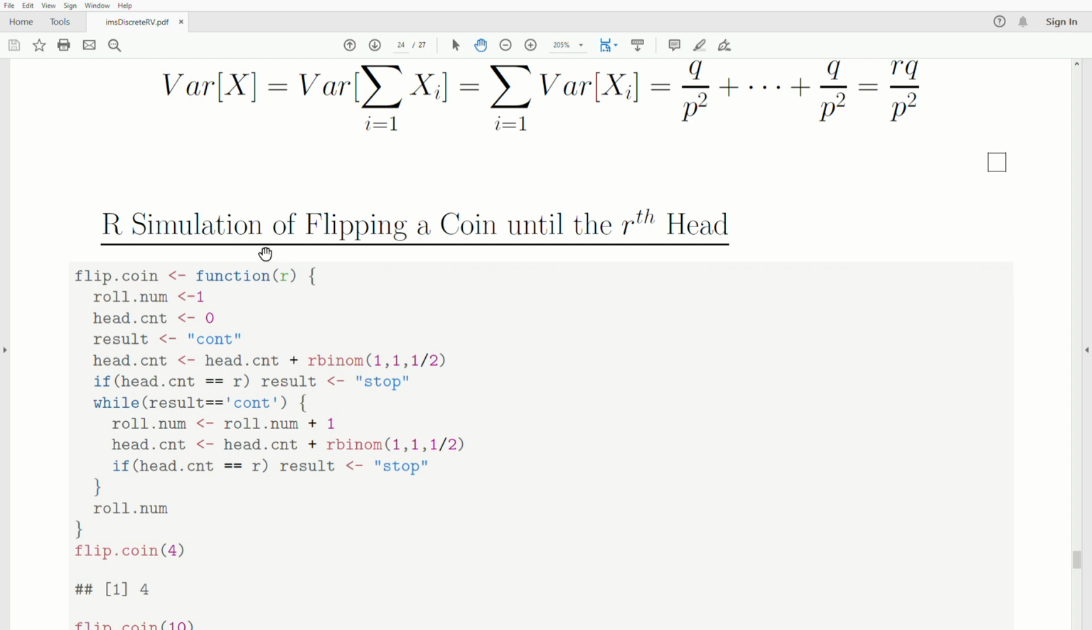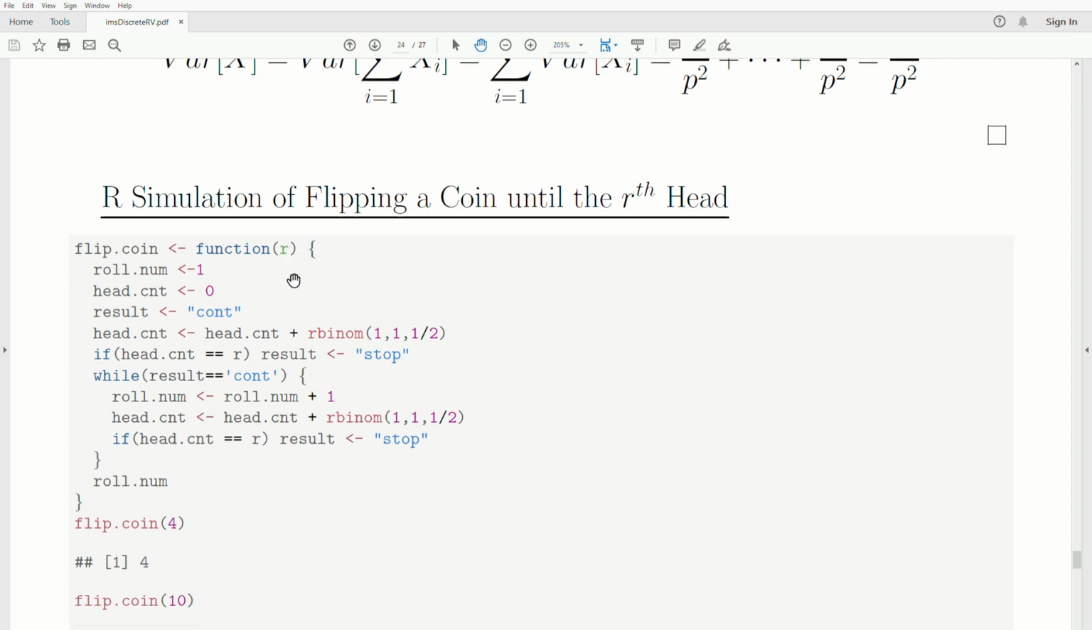Let's do a simulation of flipping a coin until the rth head. So we're going to create a function. Its parameter, which you have to input, is r, and we're going to count the number of flips it takes to observe the rth head. When we flip a coin, it's either a head or a tail, so we're going to add them up as we go. The result is to continue until we get to the rth head.